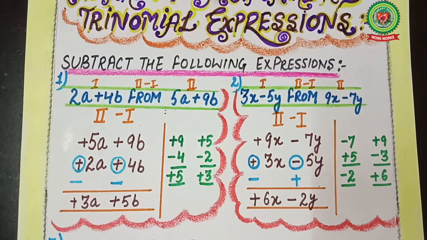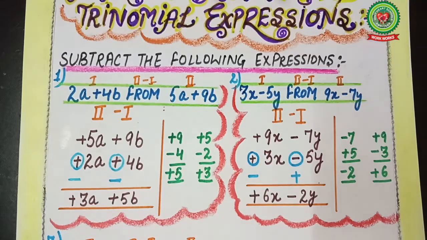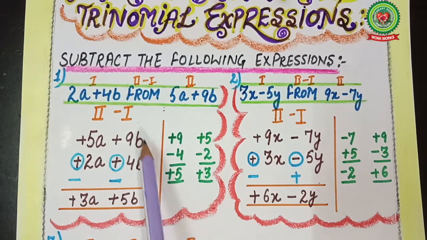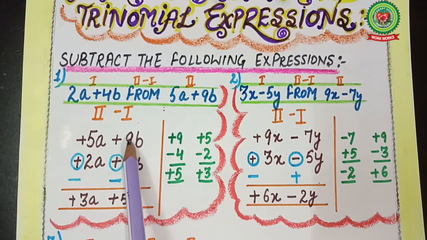Now what we have to do, we have to follow the fourth step. What is the fourth step? Now here's the fourth step. Subtract the two expressions horizontally and get your answer, right? Now we have to subtract both these expressions by using these changed signs, okay? So here you can see plus 9b and minus 4b is there.